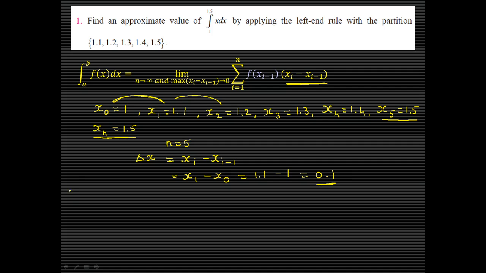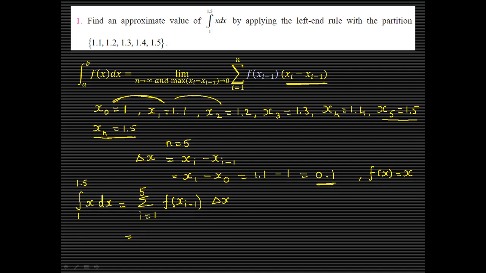Now we are going to find the value of the integral from 1 to 1.5 of x dx. Here, what is f of x? f of x is equal to x, because we got this from the given integration. So the formula is the summation from i equal to 1 to 5, that is the value of n, of f of x i minus 1 into delta x. The delta x value is 0.1, the same for all the intervals.